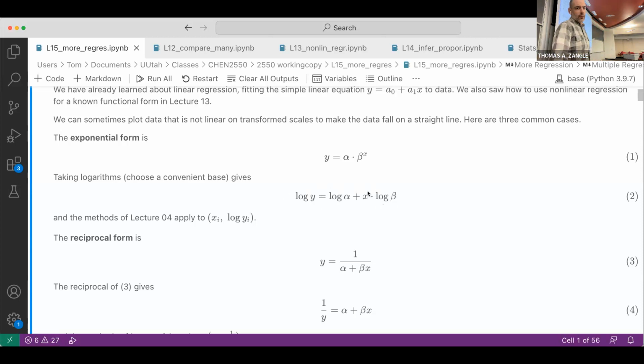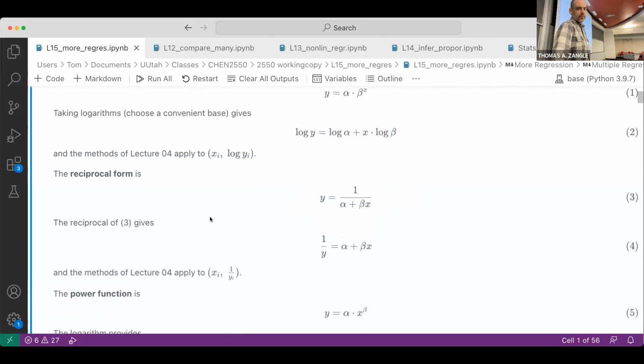Now this has the form that we have some output, in this case log y instead of just y, equal to some constant plus our variable x times some other constant. And so we can now take the same methods that we use for linear regression and apply them to log of y as a function of x. All the same kinds of things that we did in lecture 4 for linear regression would then apply.